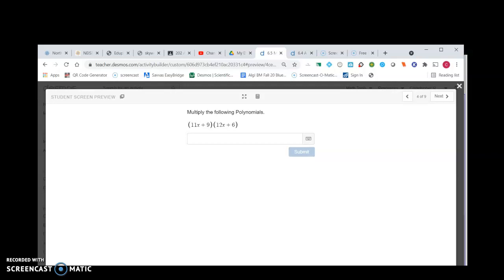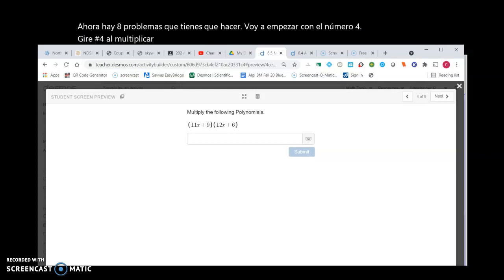Okay, I'm going to go over the Desmos 6.5. Now, there are 8 problems that you have to do. I'm going to start off with number 4. So on number 4, we're multiplying 2 binomials, that are polynomials that have 2 terms.